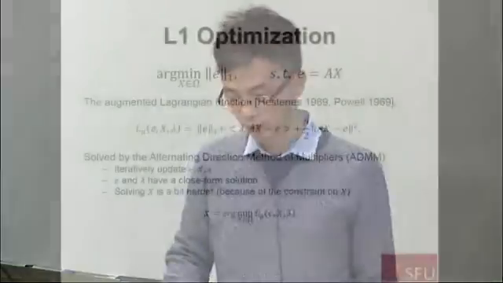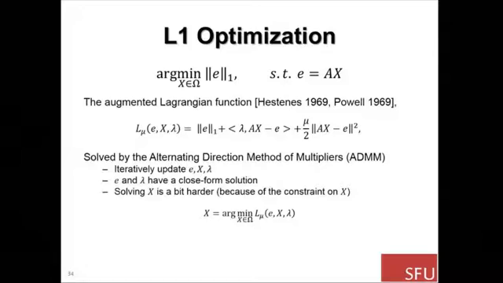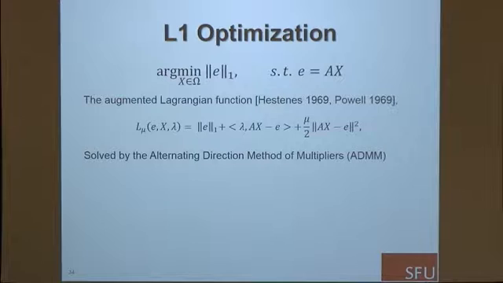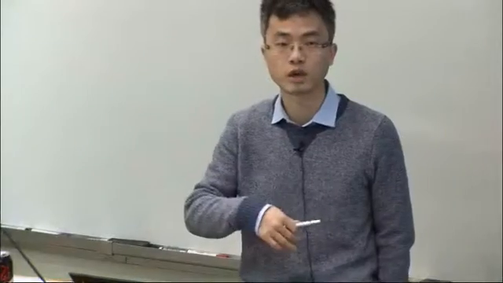To minimize this problem, we basically take the augmented Lagrange function. This is very similar to the usual Lagrange multiplier. Basically, this is the Lagrange multiplier, and this is a quadratic term to ensure the convergence region is larger. Okay, and this method can be solved by this so-called alternating direction method of multipliers. Basically, it just iteratively solves all the involved parameters e, x, and lambda one by one in an iterative fashion.